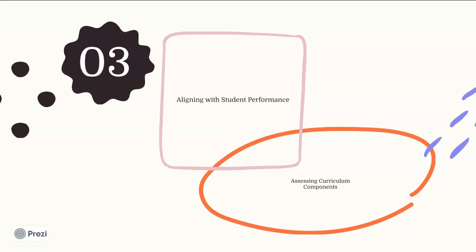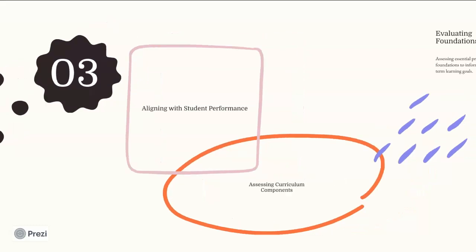We then need to look at where the student's current performance is within the classroom. We need to be looking at the current curriculum and making sure our goals are aligning with not only their current performance, but also with the curriculum being taught in their classroom.